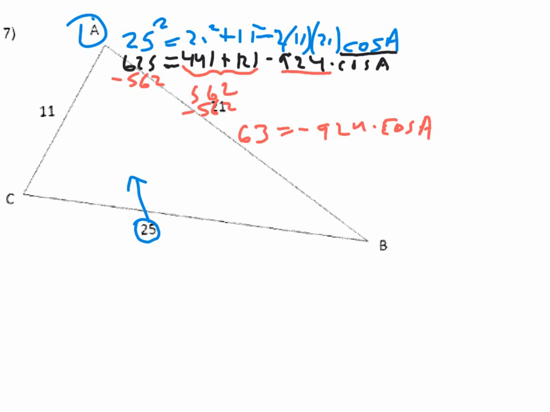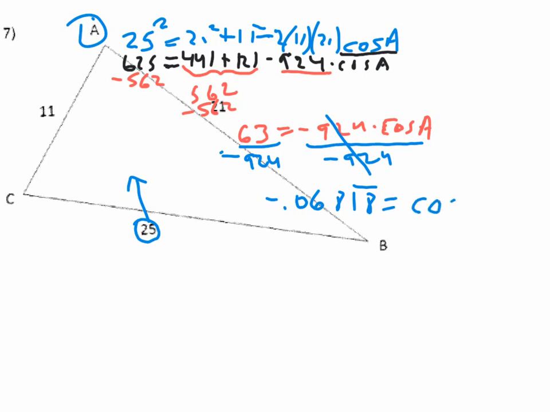Next, you're going to divide by the number that's with cosine A, negative 924. And you're going to get some decimal. It's negative 0.0681181818 repeating. I would just leave it in your calculator rather than write down all your decimals. And you do want most of the decimal places so you can get an accurate angle measurement when you inverse cosine. But just leave it in your calculator.